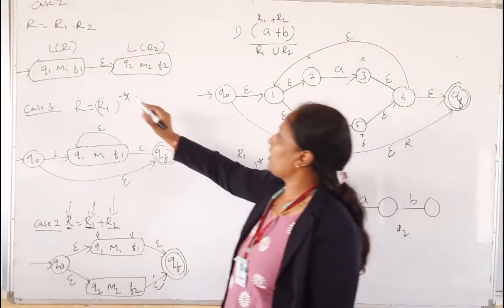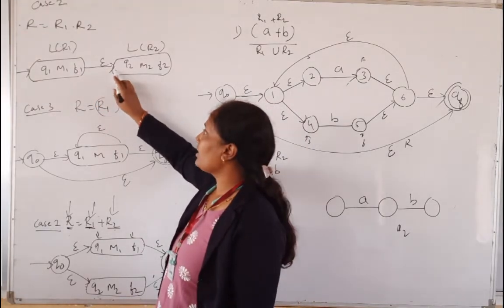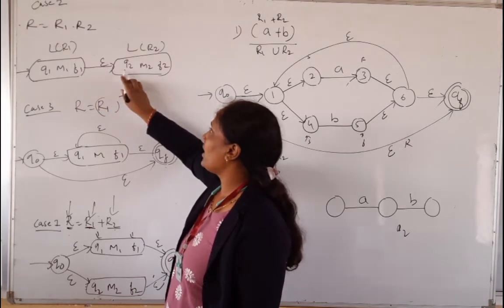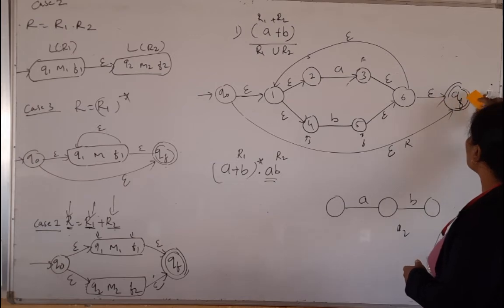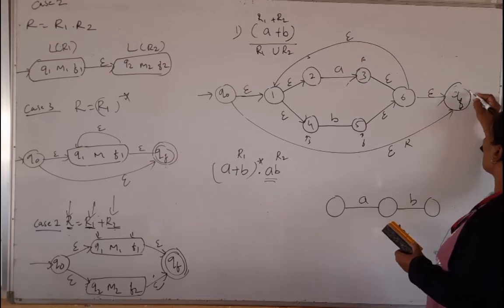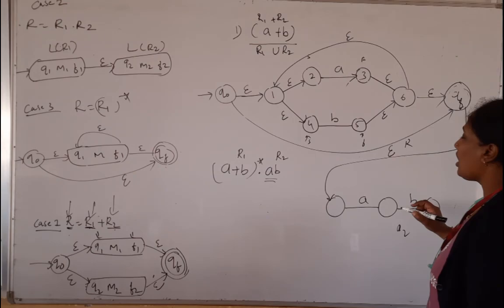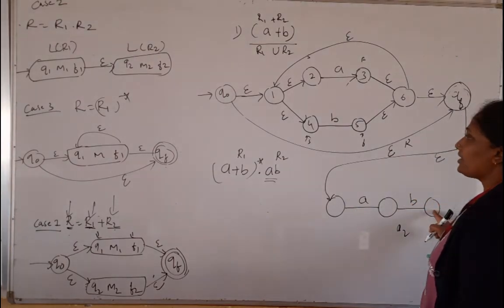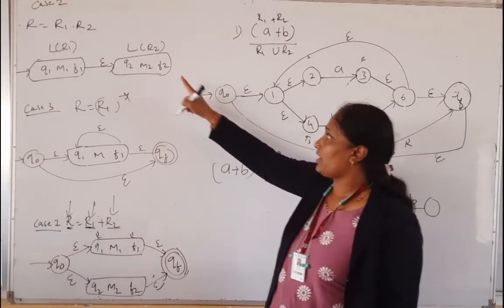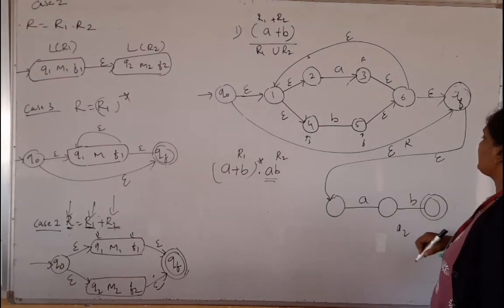Okay. Next, this is my R1, this is my R2. So both are connected by using what? The epsilon transition. So how am I going to connect the final state of the first machine? I am going to connect it to the start state of the next machine. So what is the final state of the first machine? This is the final state. So now this becomes what? The intermediate state. So I am going to connect this to the start state of R2 with the epsilon transition. So next, the final state of R2 will be the final state. So this is my final state.